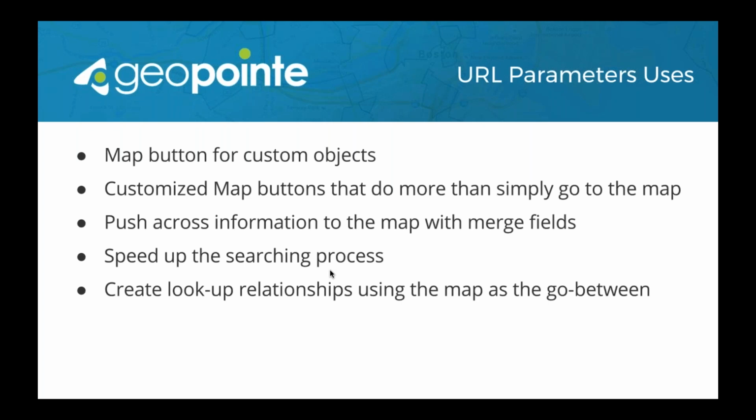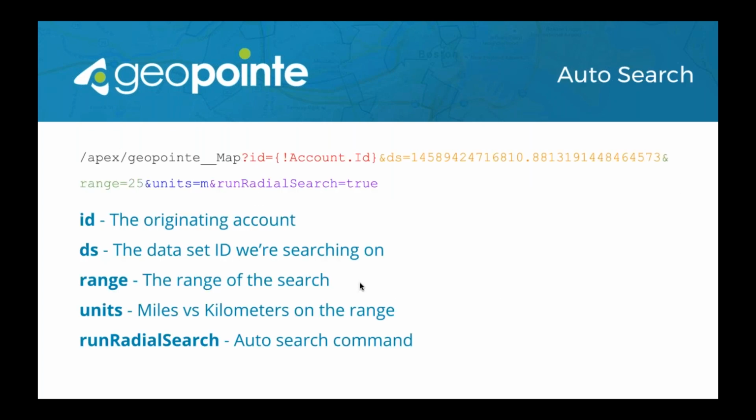It can also speed up the processes, especially if you're doing auto searches. If your team has one search that they're always going to do, and it just changes dependent on their location or the location of the record, this is a really great use case for that. You can also use it for lookup relationships. We won't cover that today in particular, but you can use the map as the go-between to choose a record to put into a lookup field.